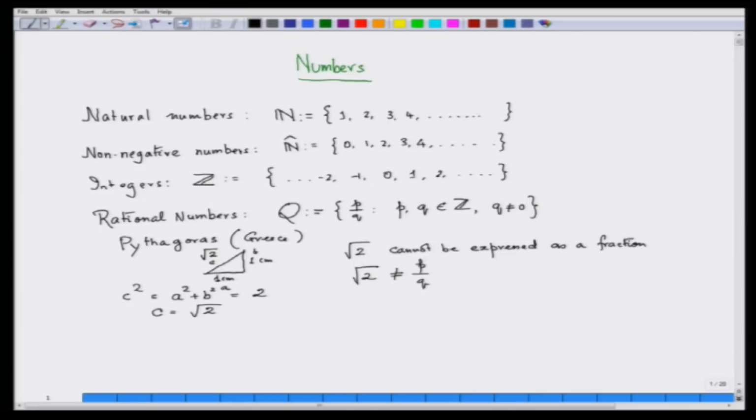Now these numbers which cannot be expressed in the form P by Q are called irrational numbers. So, root 2 is an irrational number.